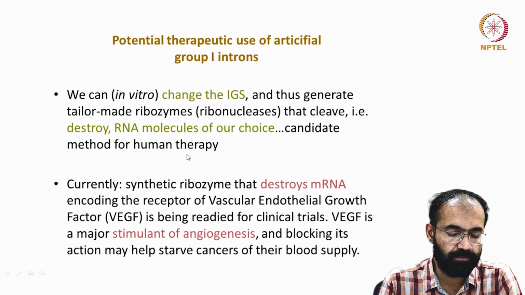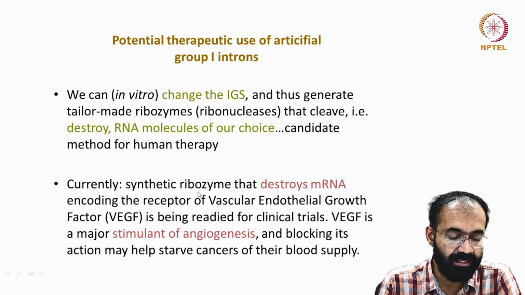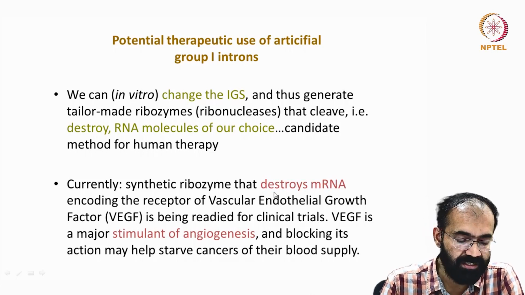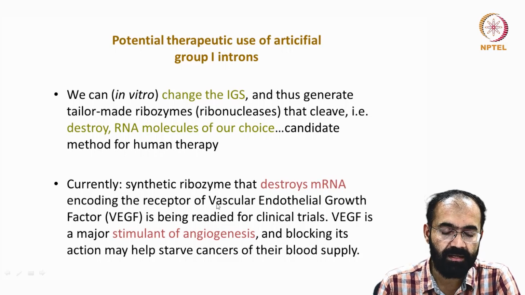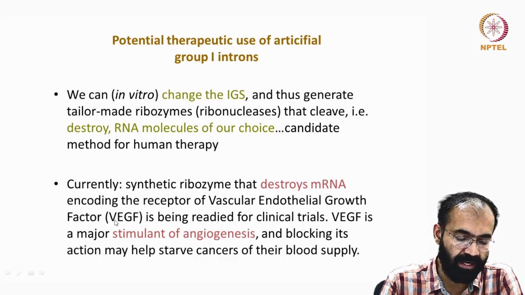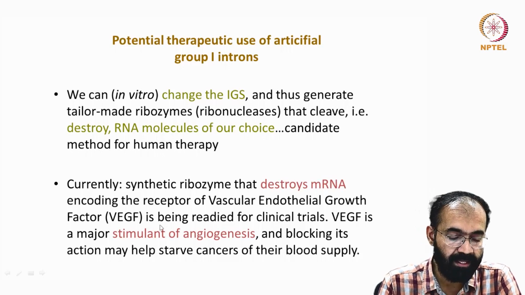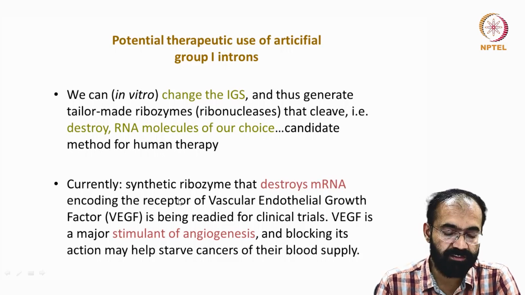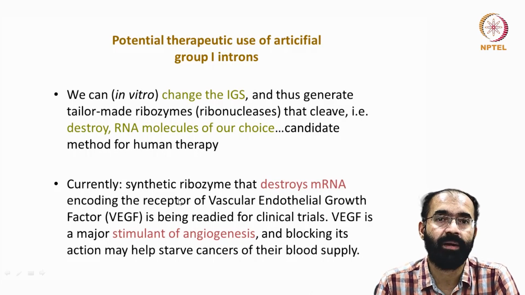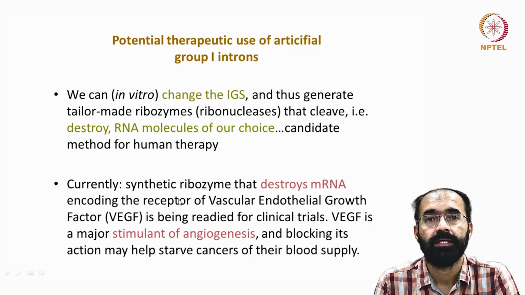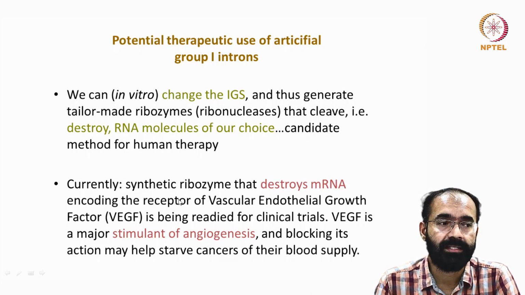Currently, one such achievement that has happened is a synthetic ribozyme that destroys mRNA encoding the receptor for vascular endothelial growth factor. In short form, it is called VEGF. VEGF is an important molecule. VEGF is a ligand or a growth factor, which binds onto its receptor and creates the blood vasculature. You know, when cancer is developing, it needs a faster supply of blood. So when you have a tumor, then inside of the tumor needs adequate oxygen, adequate glucose, nutrition, etc.